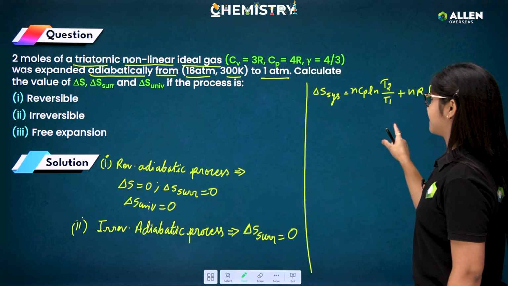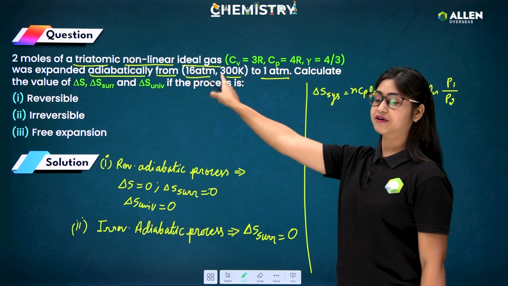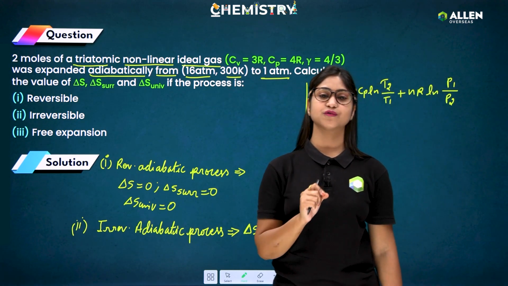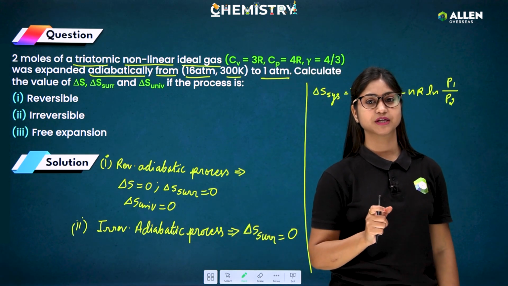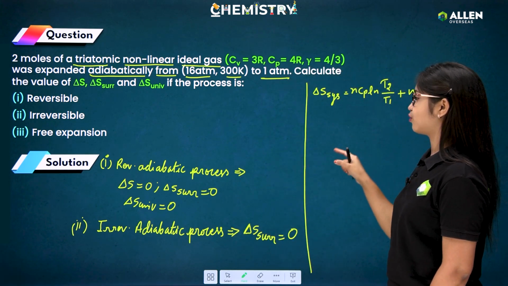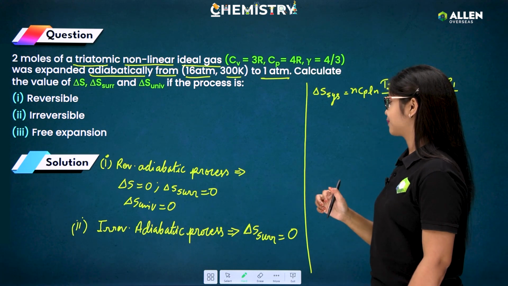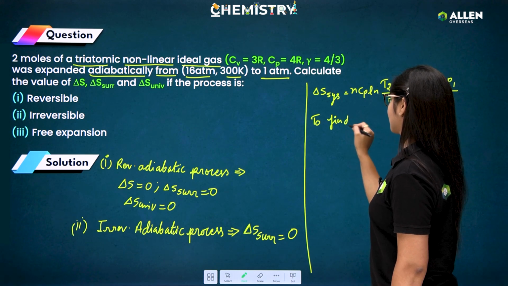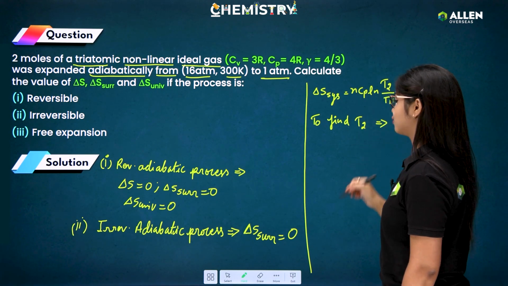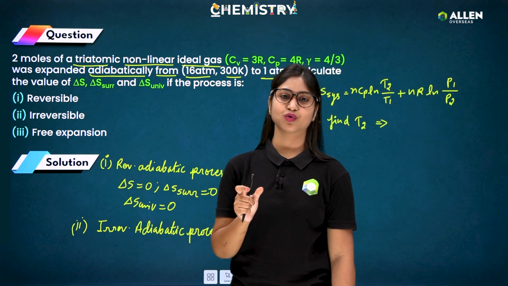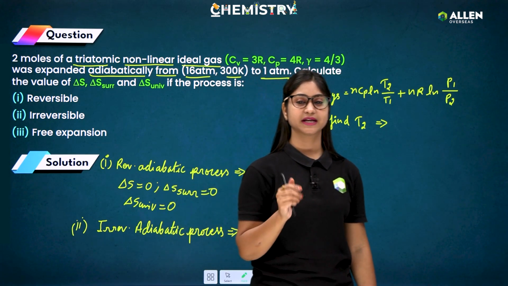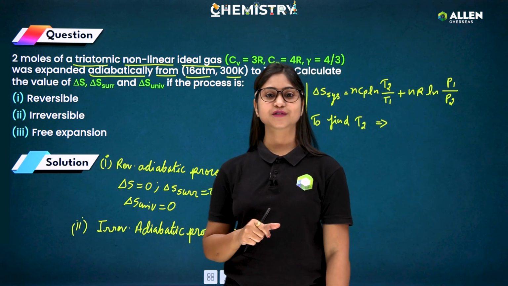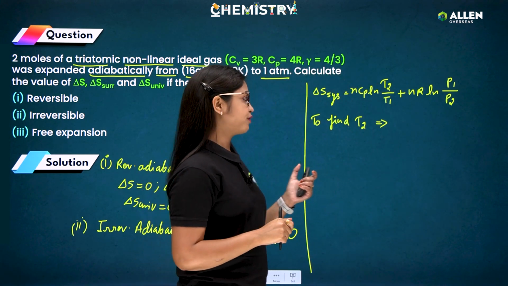Here temperature T1 is given, 300 Kelvin, but temperature T2 is not given in the question. So first of all, we have to find the value of T2, then we will put that value in this formula to find the final answer. To find T2, what can we do? We have seen that we cannot use the relations PV gamma equal to constant and TV gamma minus 1 equal to constant for the irreversible process. So what can we do here?